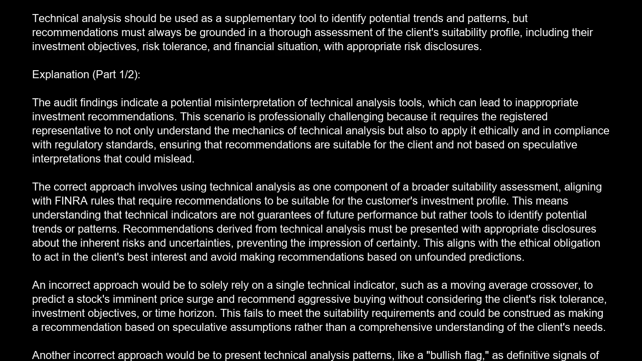appropriate risk disclosures. Explanation. The audit findings indicate a potential misinterpretation of technical analysis tools, which can lead to inappropriate investment recommendations. This scenario is professionally challenging because it requires the registered representative to not only understand the mechanics of technical analysis, but also to apply it ethically and in compliance with regulatory standards, ensuring that recommendations are suitable for the client and not based on speculative interpretations that could mislead.